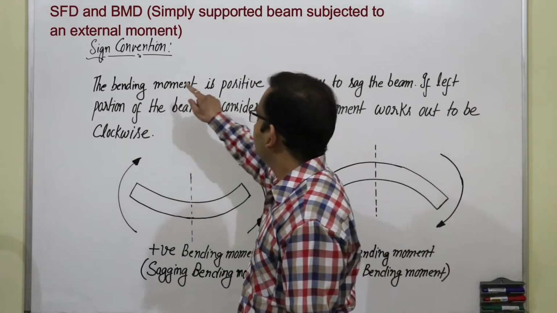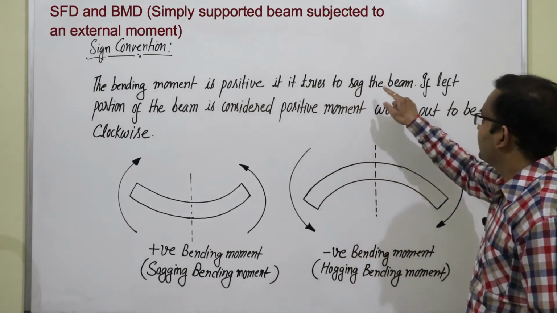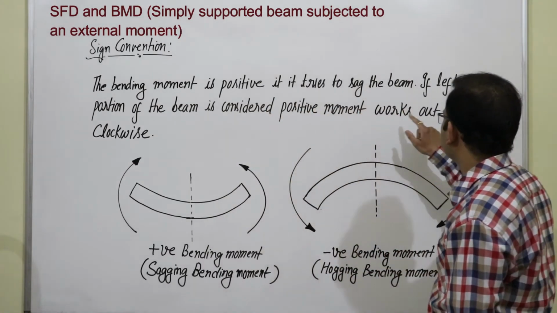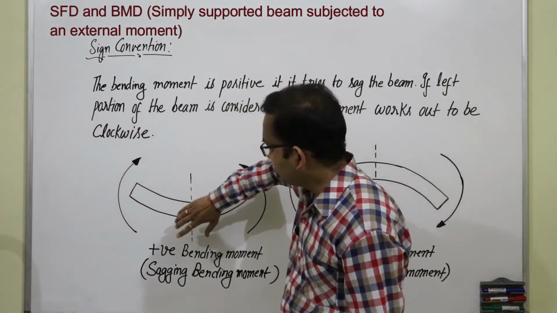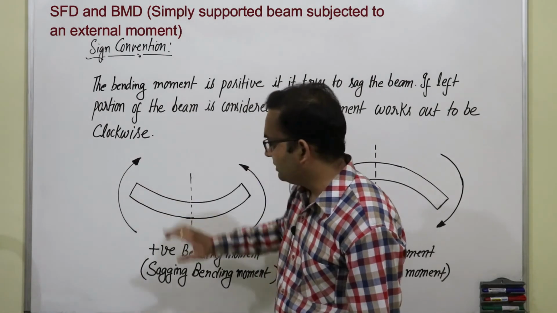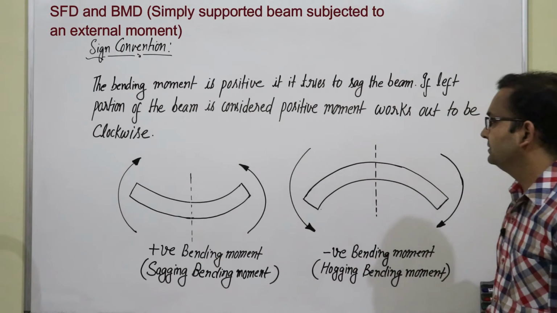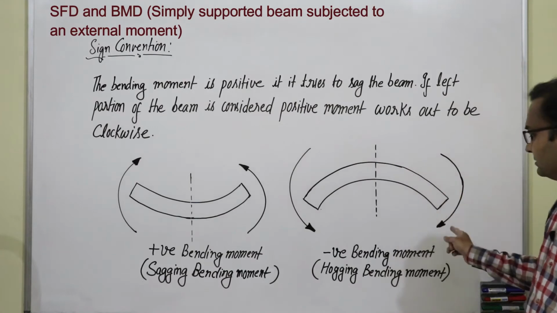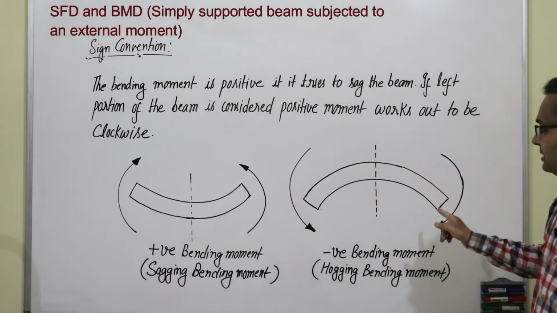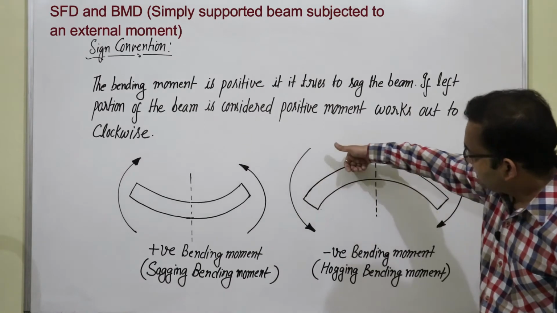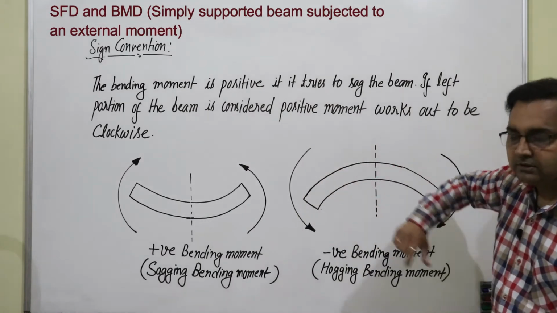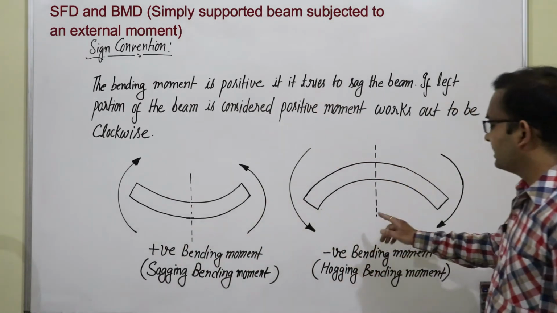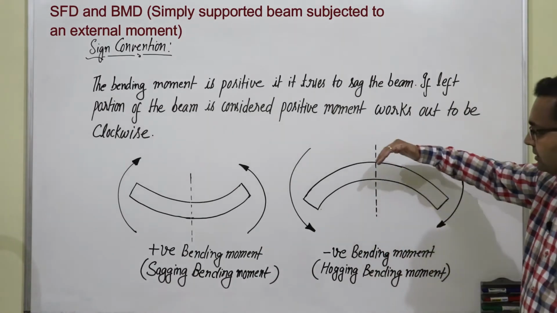Again we will see the bending moment is positive if it tries to sag the beam. If left portion of the beam is considered, positive moment works out to be clockwise. So we are seeing this is clockwise moment and we are taking it as positive. If it is opposite of this one, it is hogging. So we will see it is negative bending moment because at the left portion bending moment is anti-clockwise. This is positive bending moment in which beam is sagging. This is negative bending moment in which beam is hogging.